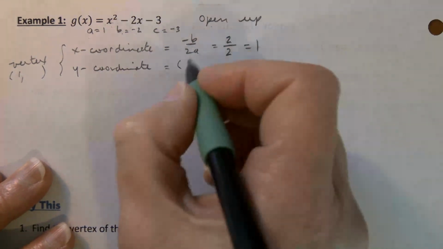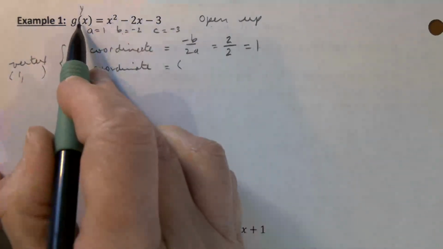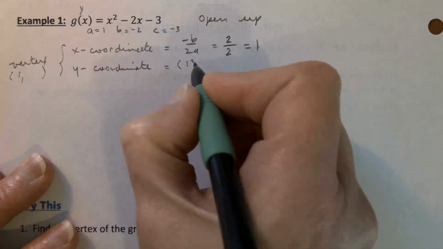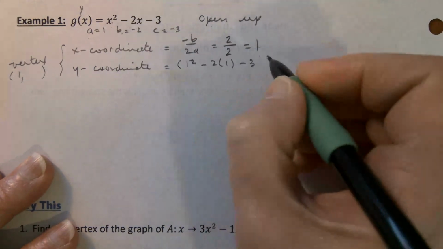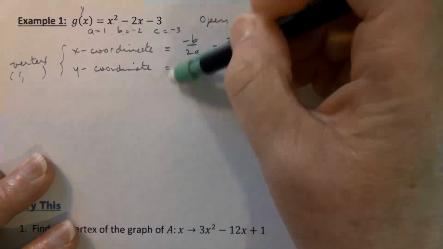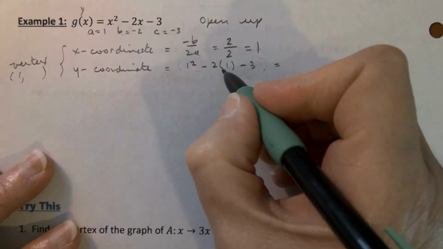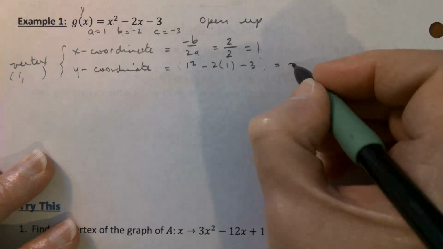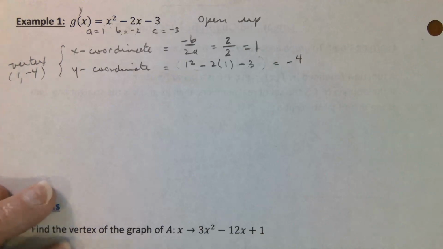So whatever this x was, I plug it in because this is really equal to y. So what is y when x is equal to 1? Well, let's plug it in. So we have 1 squared minus 2 times 1 minus 3, which is equal to 1 minus 2, which is negative 1, minus 3 is negative 4. Okay, so there are the coordinates of my vertex.